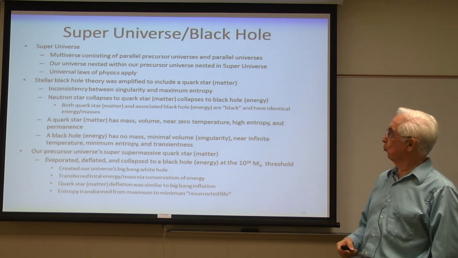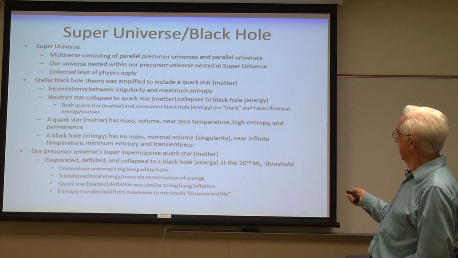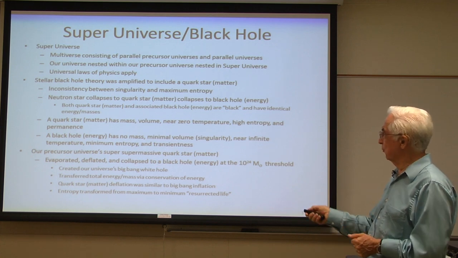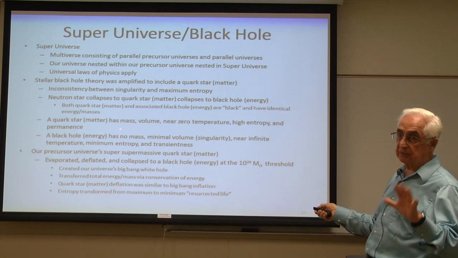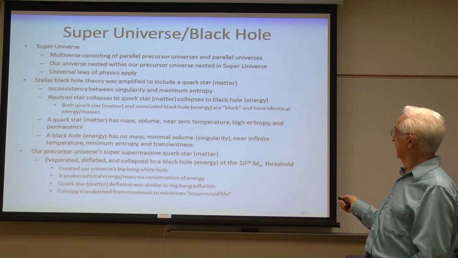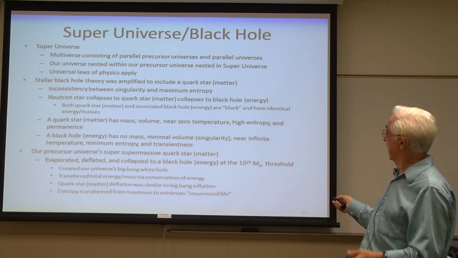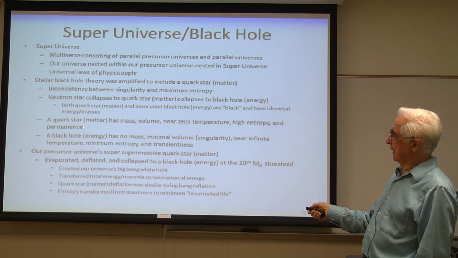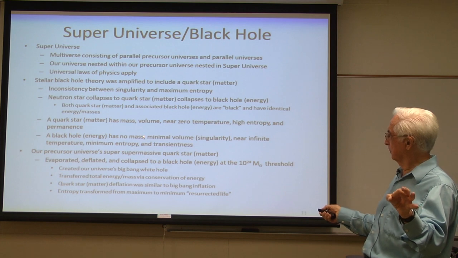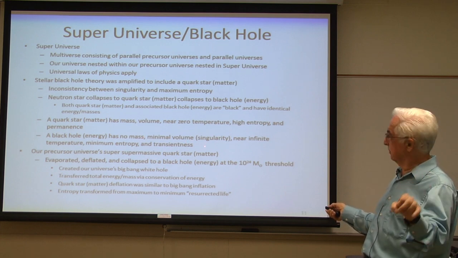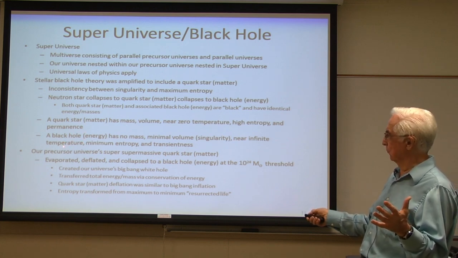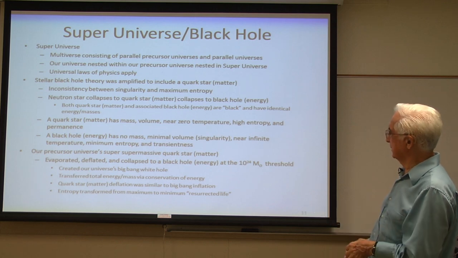Both the quark star matter and the black hole energy are black. You cannot see them, and they have identical energy masses. Now, what is the difference between the two? A quark star matter has mass. It has those eight permanent matter particles. It has volume. It has near zero temperature. It has high, in fact maximum, entropy, and it has permanence. In contrast, the black hole energy has no mass and consists of the superforce particle. It has minimum volume, that donut-shaped singularity. It has near infinite temperature, 10 to the 94th degrees Kelvin for our universe. It has minimum entropy, and it has transientness.